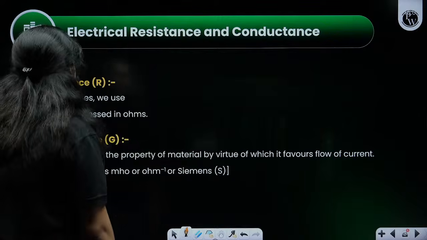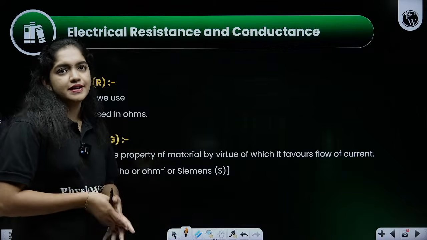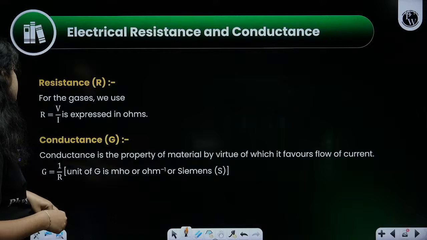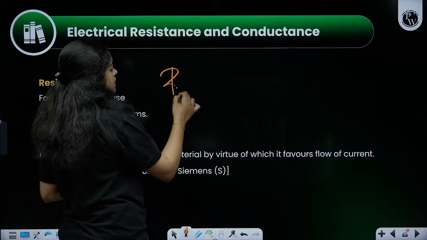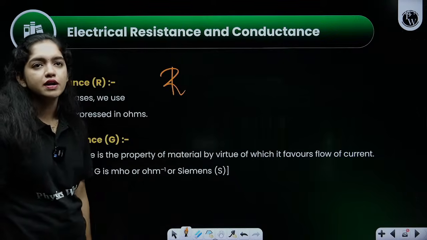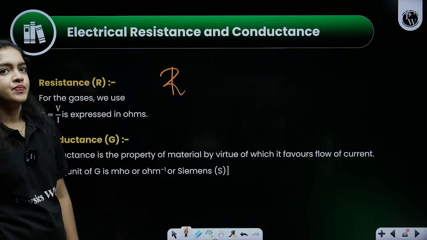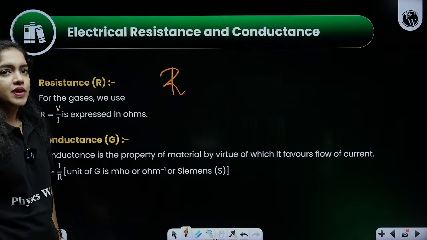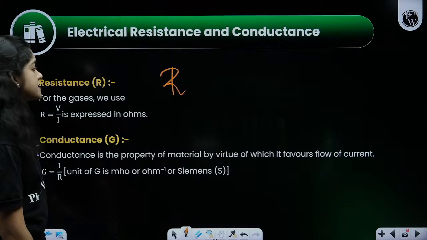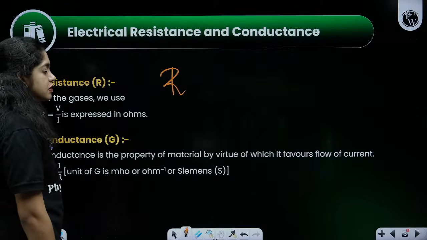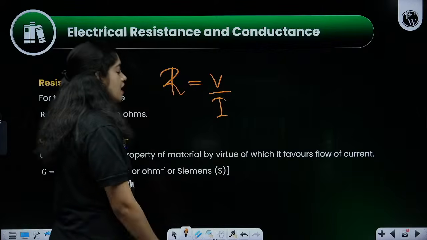Okay, so we are going to the next topic, electrical resistance and conductance, which we are familiar with from physics. First one is resistance, denoted by the letter R. Resistance means the hindrance offered to the flow of current. According to Ohm's law, we know the equation R equal to V by I.